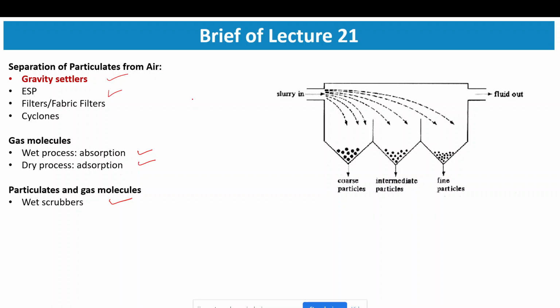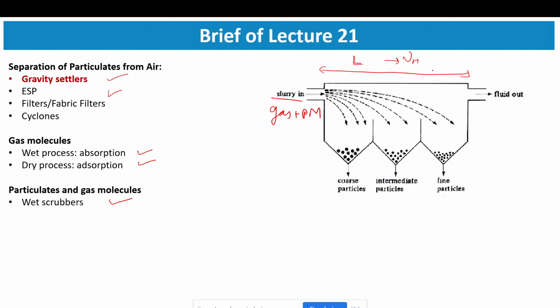So here, as the name suggests, you use the intrinsic property of gravity under which the particles which have more density as compared to air will tend to fall down. What you do here, slurry means you have gas plus particulate matter. It is allowed to pass through the channel. It can be of this length. Now this length it has to travel, so it will have some horizontal component VH.